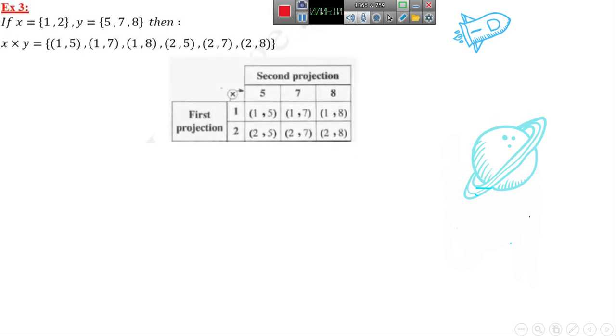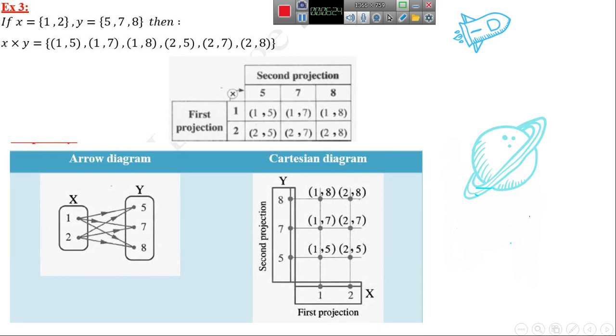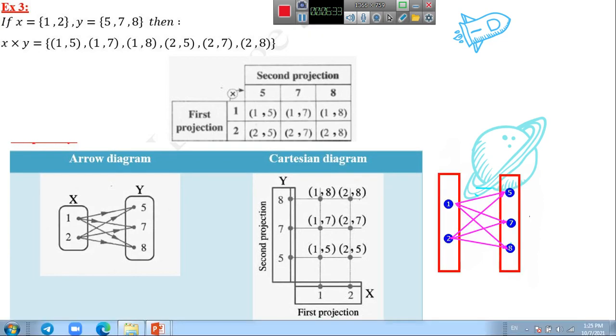Let's see how to find the answer graphically after finding the answer algebraically by writing the ordered pairs. Let's graph the ordered pairs in two different ways. The first way is called the arrow diagram, and the other one is the Cartesian diagram. For the arrow diagram, we will make two rectangles like this, to show the arrows from x to y, for x cross y. And to make the Cartesian diagram, we will draw a rectangle for the first set x and a rectangle for the second set y.